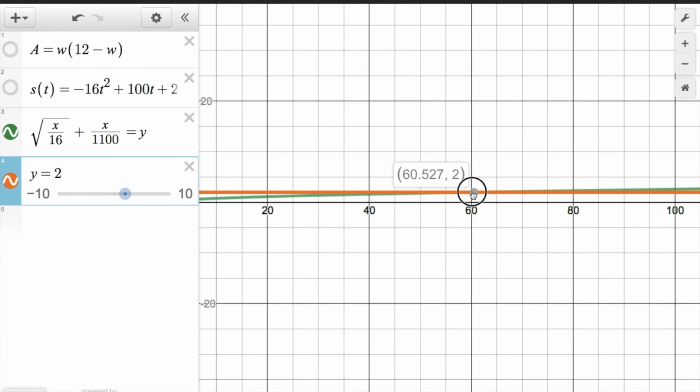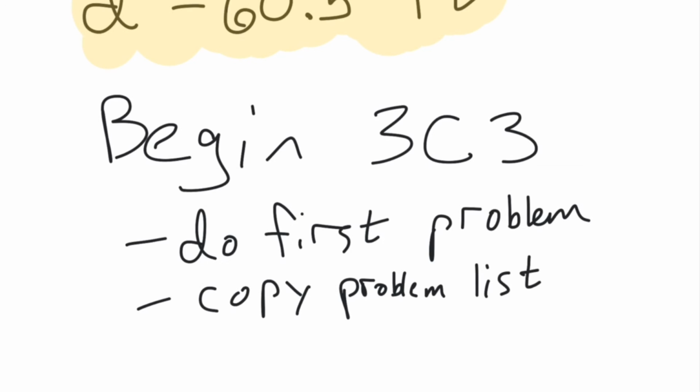You can see right here. There it is. 60.527, a well of 60.527 feet is going to have a time of 2 seconds exactly. So go ahead and begin 3C3, do the first problem, and copy the problem list.